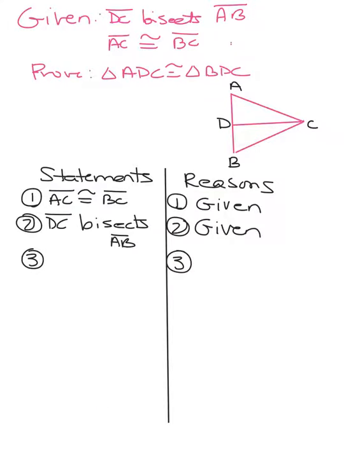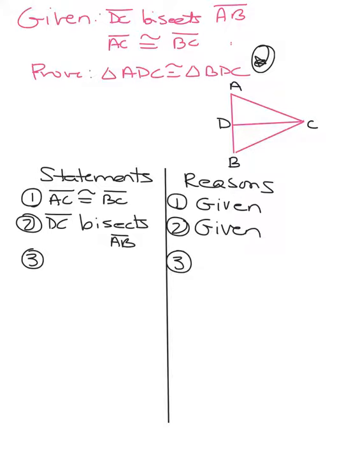Okay, let's look at our first proof for today. The given information is that segment DC bisects segment AB, and our second given statement is segment AC is congruent to segment BC. Now, what am I trying to prove? That's always what we need to keep an eye on. Here's my proof statement. I'm trying to prove that these two triangles are congruent. The triangle ADC is congruent to triangle BDC.